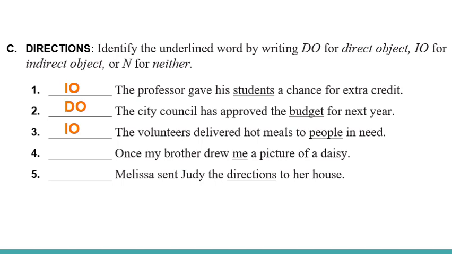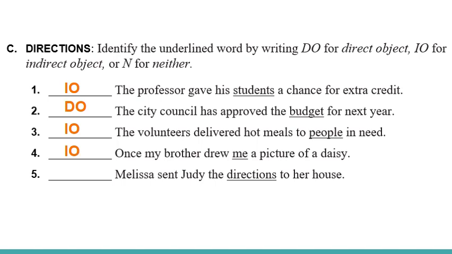Number 4. Once my brother drew me a picture of a daisy. Brother is my subject. Drew is my verb. What did he draw? A picture. Whom did he give the picture or draw the picture for? Me. Therefore, me is an indirect object.